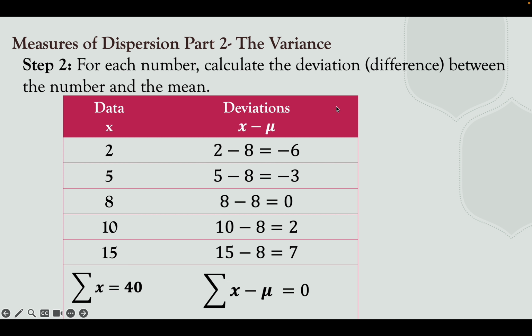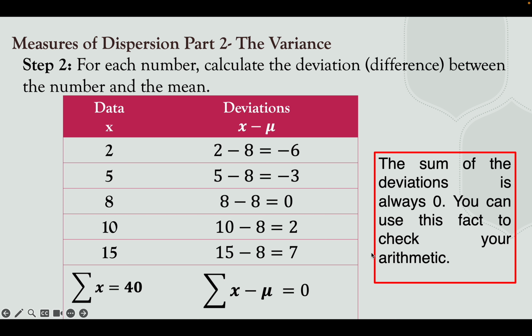To get the deviation, subtract the data by its mean. Our mean, class, earlier in step number 1, we have the result 8. So 2 minus 8, we have negative 6. 5 minus 8, we have negative 3. 8 minus 8, we have 0. 10 minus 8, we have 2. 15 minus 8, we have 7. And then find the sum of your deviations. Negative 6 plus negative 3, we have negative 9. Plus 0, negative 9. Plus 2, we have negative 7. Negative 7 plus 7, we have 0. Remember, the sum of the deviations must always equal 0, class.